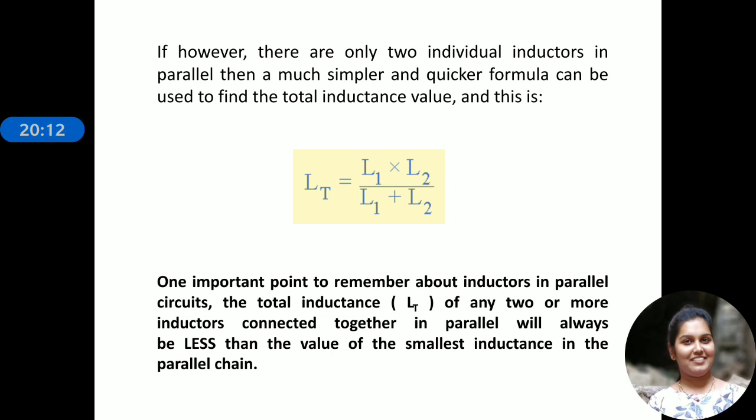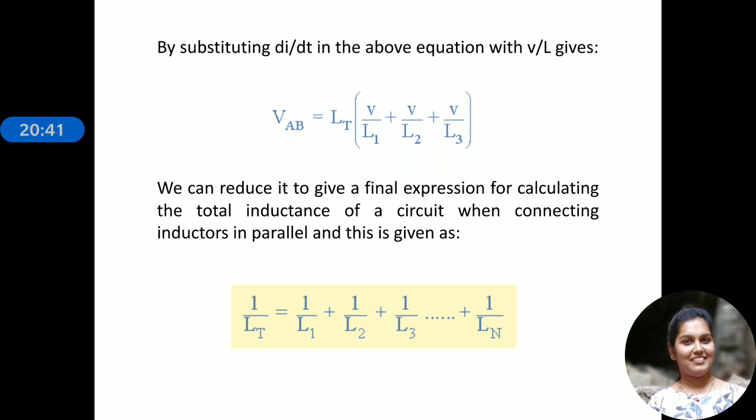So if you get a value which is greater than the smallest inductor in the parallel chain, then you can say that the answer you got is wrong. So always remember this point, that the value you get when you calculate the inductance should be smaller than the smallest inductor in the parallel circuit. Okay, so this is all about the inductors when connected in parallel, and that too when we consider only self inductance and the mutual inductance terms are neglected.